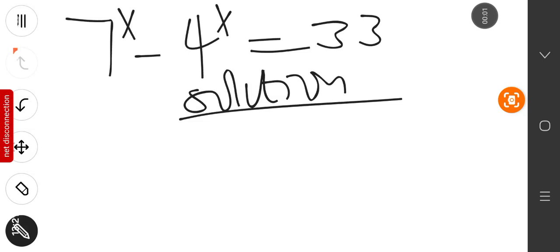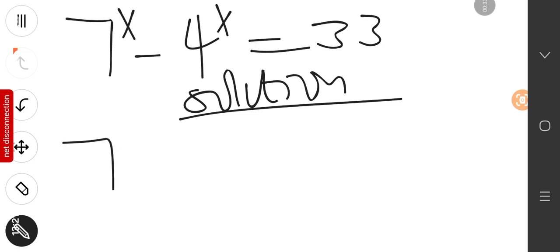Back to the class. So we have 7 exponent x minus 4 exponent x equals 33. This is an exponential equation. If you look at it carefully, 7 exponent x minus 4 exponent x is an increasing function. Now, in the real number system, if it is an increasing function, then it can equal 33 only once. So we are looking for the solution to the equation.